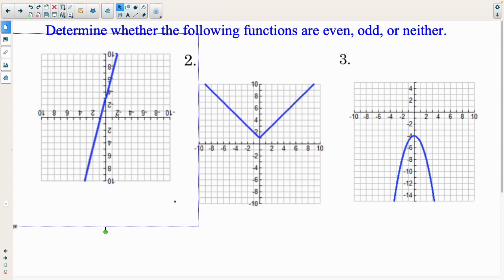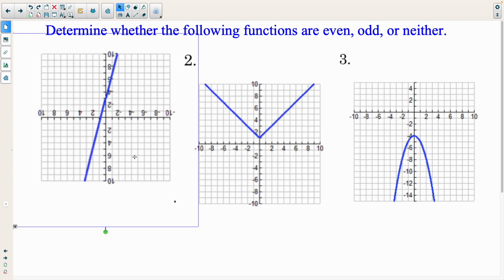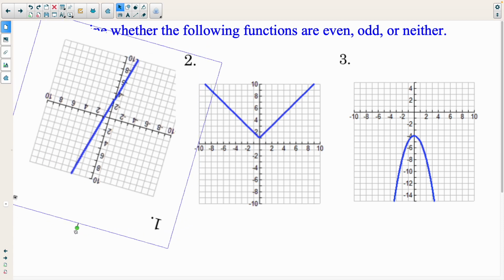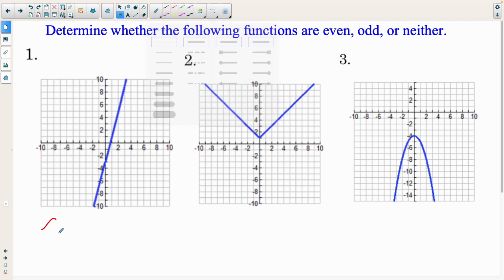All right, looking at number 2, and it can't be more than one thing. It's either going to be even, odd, or it's just neither. So this one here is just neither, because it's not even or odd. Again, we just check the symmetry. Symmetry is just if it's symmetric about the origin or over the y-axis. There is no symmetry here, so this is neither.